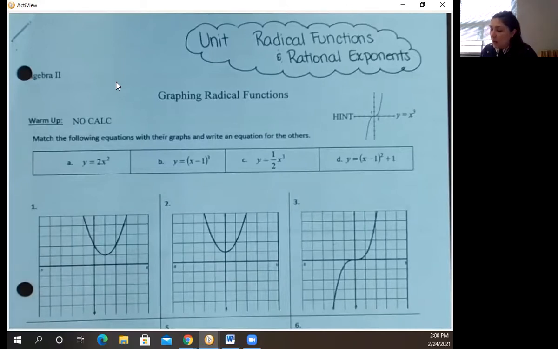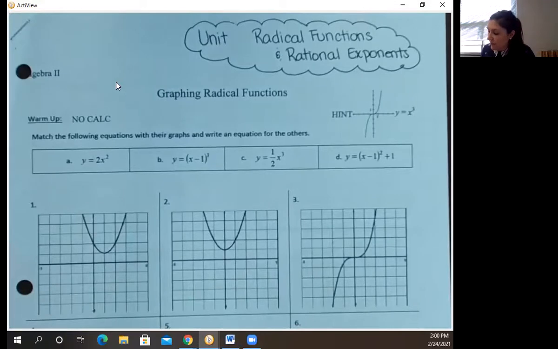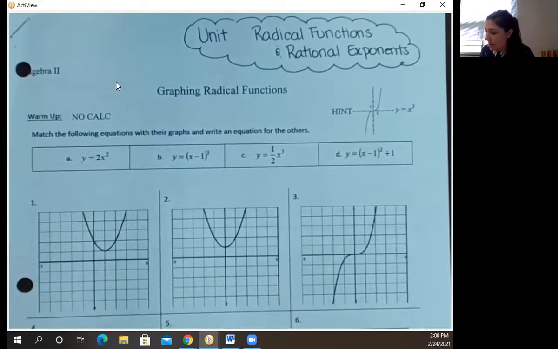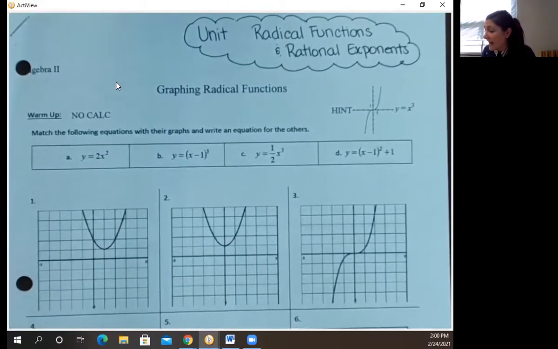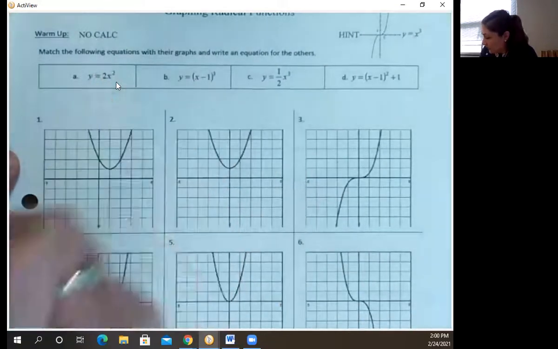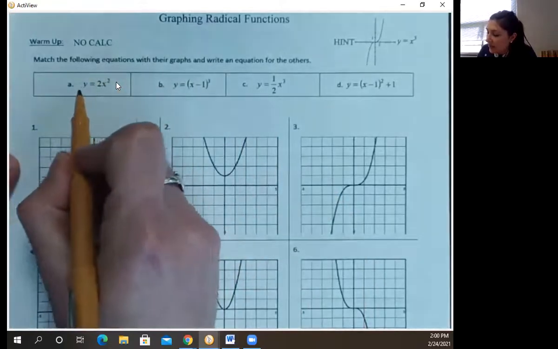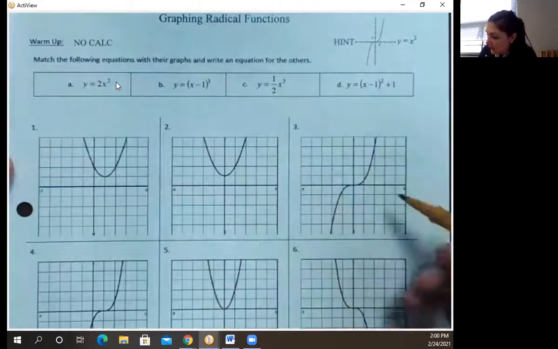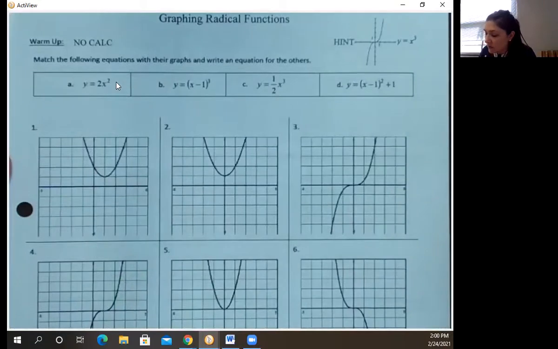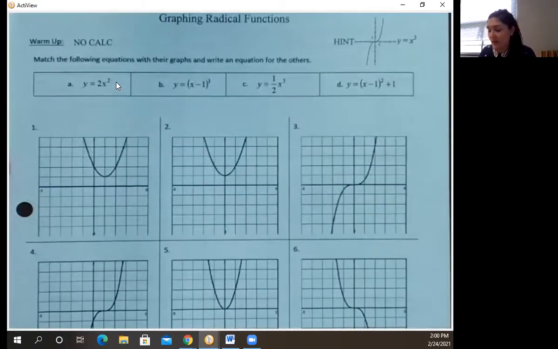I want to start with a little refresher of what we saw last semester with our polynomial functions, when we looked at graphs, and specifically when we talked about the parent graphs and transformations that we could see. For page 1, on the very front page of our new unit notes, I've got 4 functions here and 6 different graphs. We want to use those properties of transformations of functions to match these equations to their graphs and then write functions for the remaining graphs.